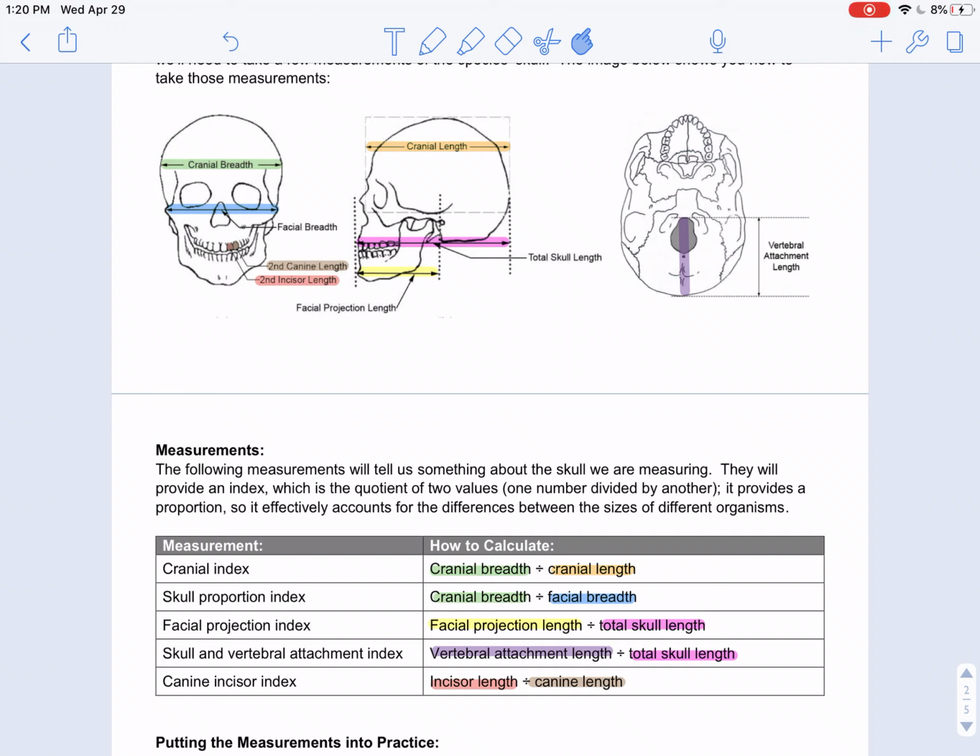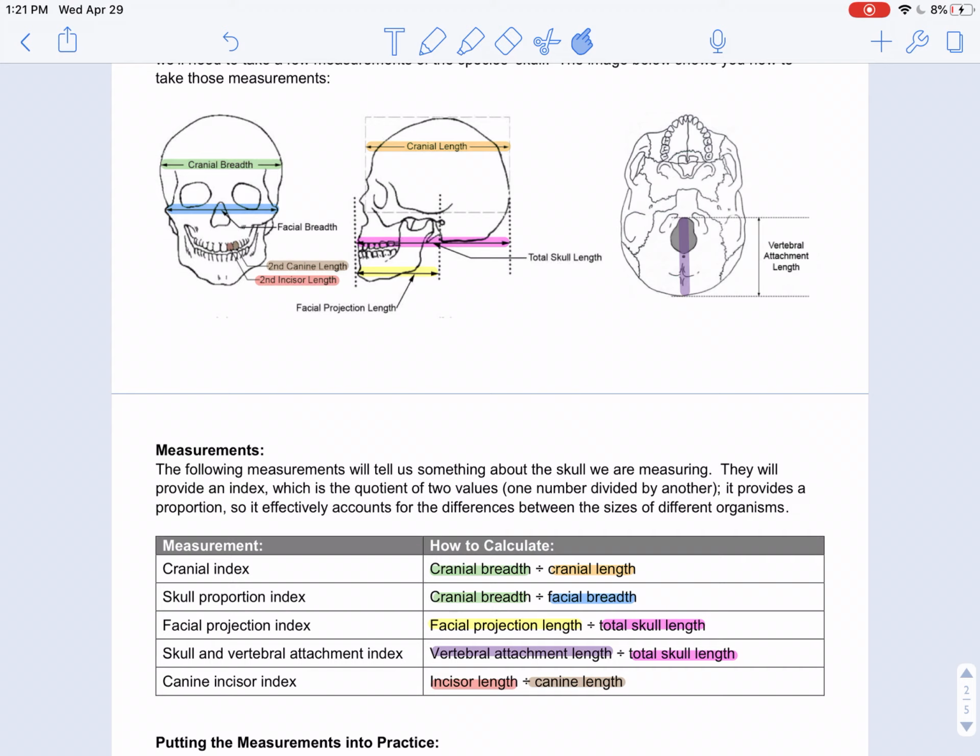If the cranial breadth is bigger and the facial breadth is smaller, that means that fraction of cranial breadth divided by facial breadth will be a larger number. So the larger the number, the larger the skull proportion index, the more modern that fossil most likely is.